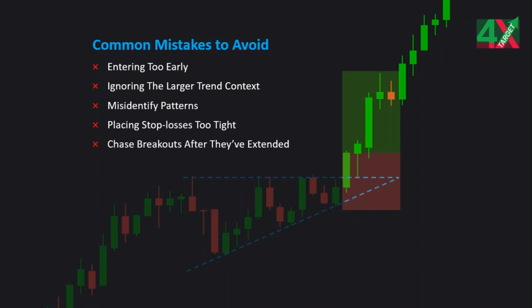By avoiding these mistakes and approaching continuation patterns with discipline and clarity, you significantly increase your chances of consistent success.